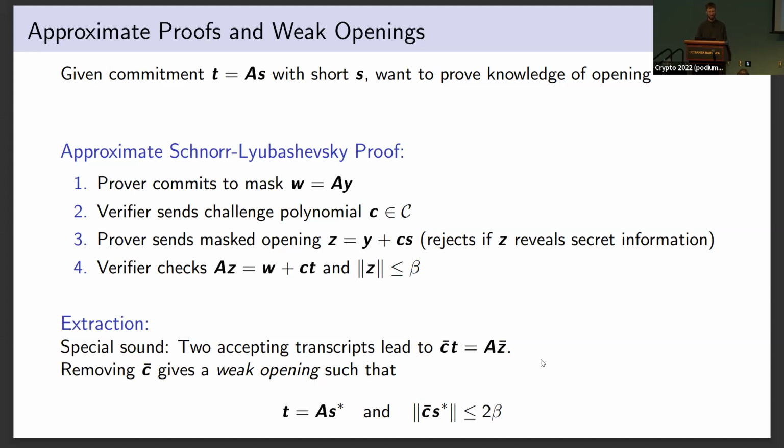And this is just y plus cs. And since everything is small, also this mask opening z will be small. So the verifier can check that z is small, and then also this equation az is equal to w plus ct. And then this is the whole protocol.